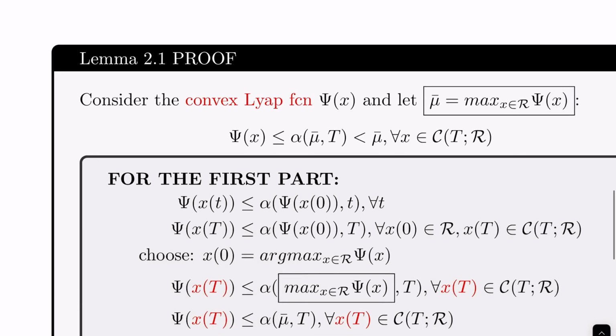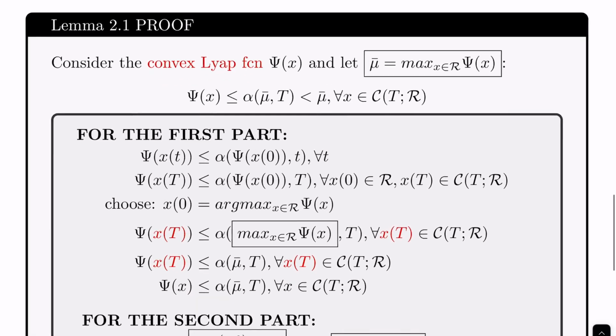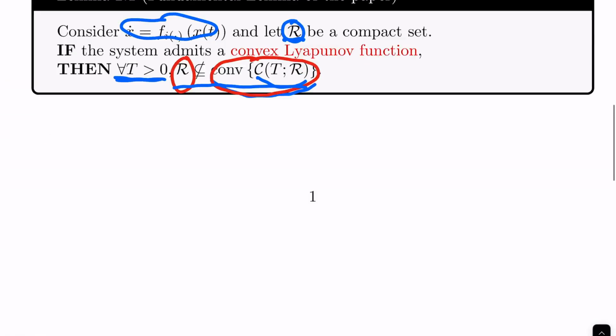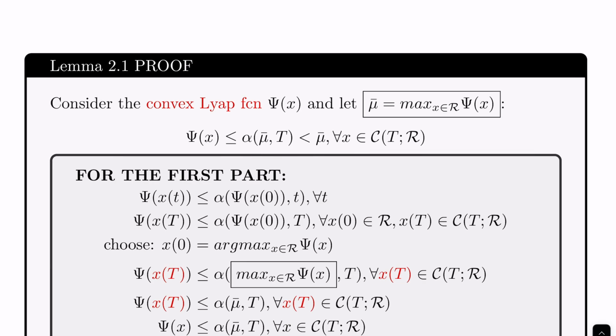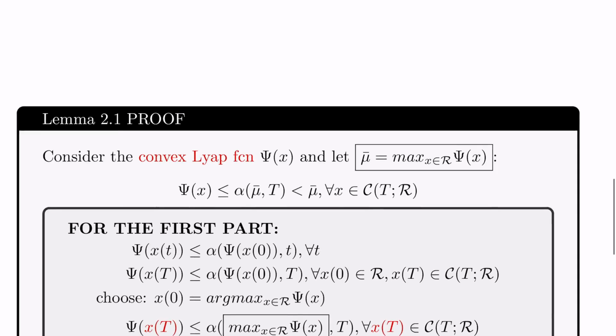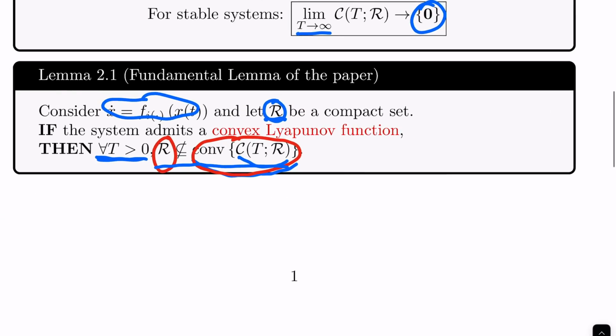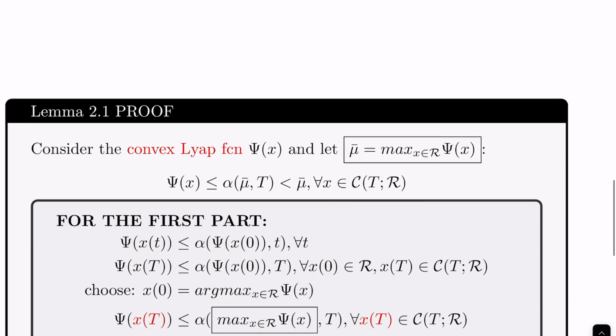Okay, let's look at the, let's say, algebraic rules and stuff, right? And here, this is the proof, Lemma 2.1, yes. I checked if there was any error, and consider the convex Lyapunov function psi. First of all, okay, what do we have so far? We have t, we have a set of initial points, and we have a dynamical system, and then we need to have a Lyapunov function, right? Okay. This says that let's define mu bar, right?